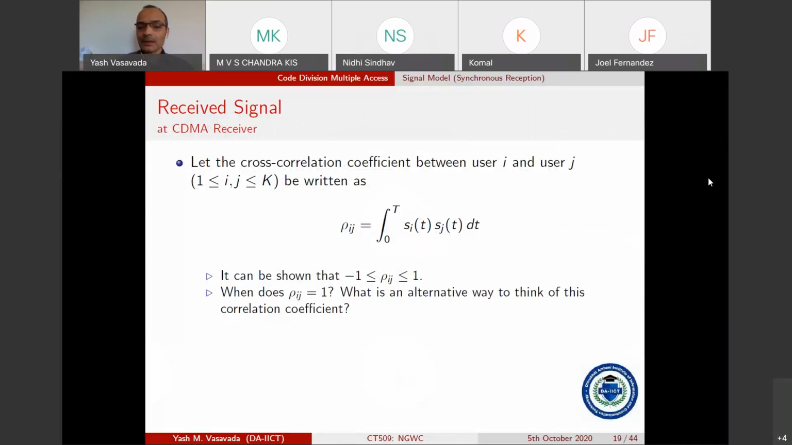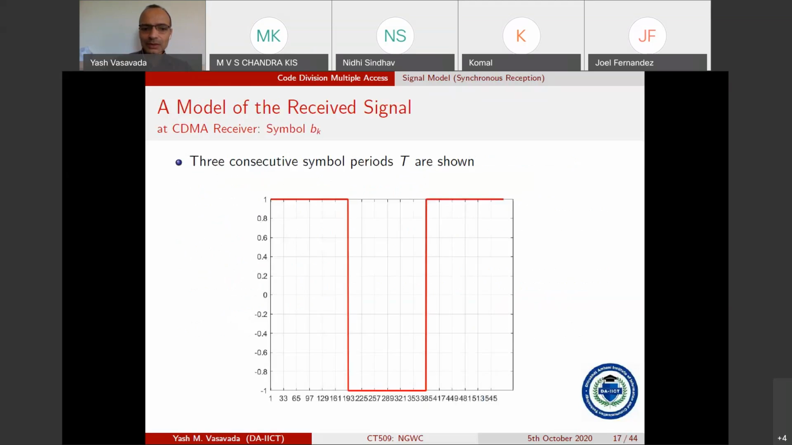Divya, what do you think? Let me put it this way. When we said that the energies of the signature sequences are normalized, what does it mean in the context of this rho ij? Look at this equation here and compare it with the equation written over here.